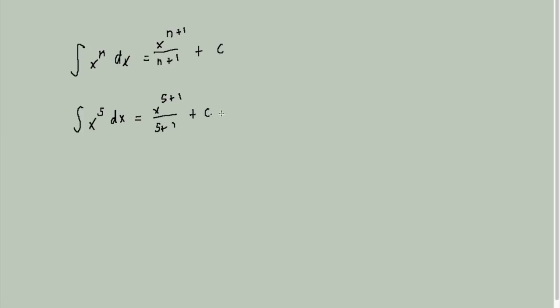In this video, we're going to continue our discussion of the reverse power rule, which we said before was if you want to take the antiderivative of some function x to the n power with respect to x dx, that's going to be equal to x to the n plus 1 over n plus 1 plus c. So just to remind ourselves, if we had x to the fifth power with respect to x, we want to take the antiderivative of that, we would get x to the 5 plus 1 over 5 plus 1 plus c, which is x to the 6 over 6 plus c.